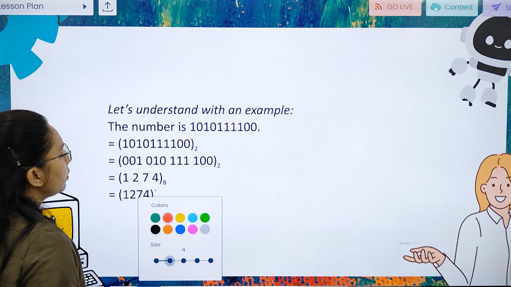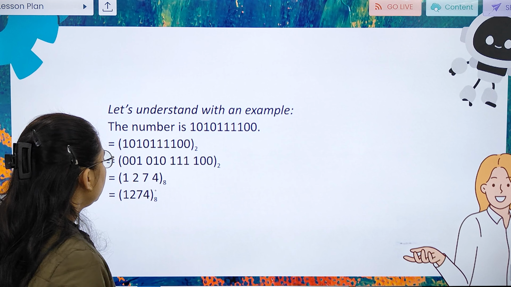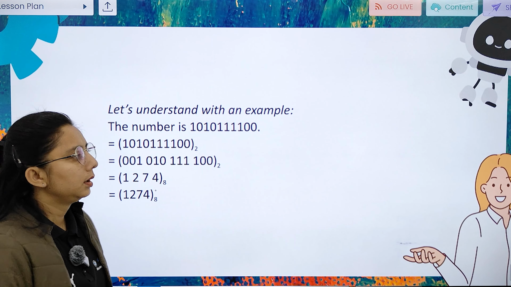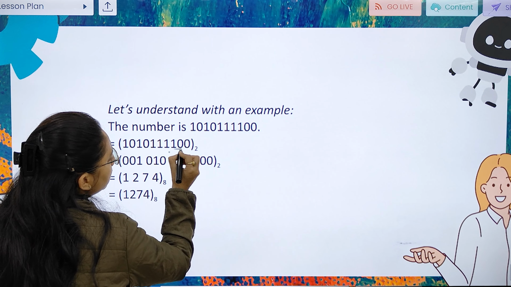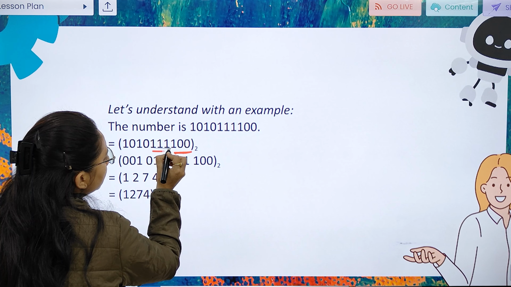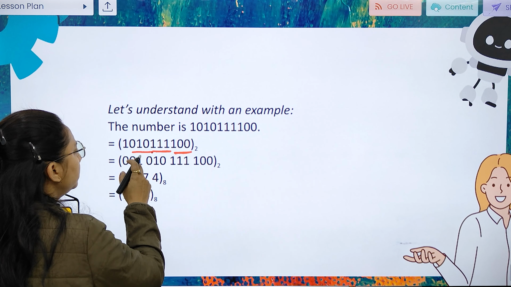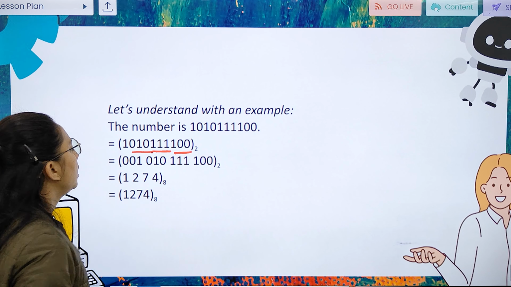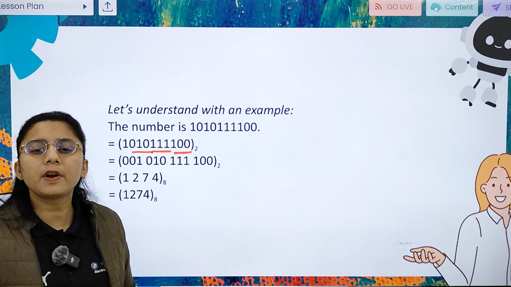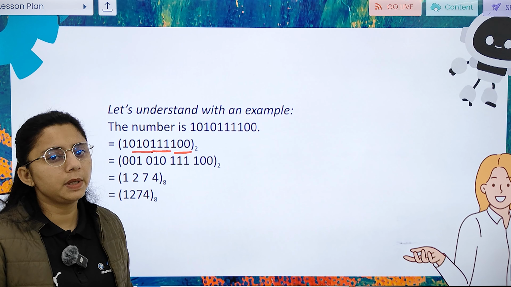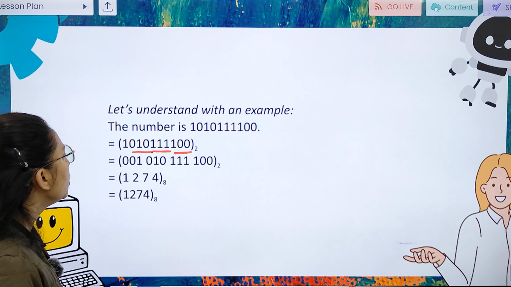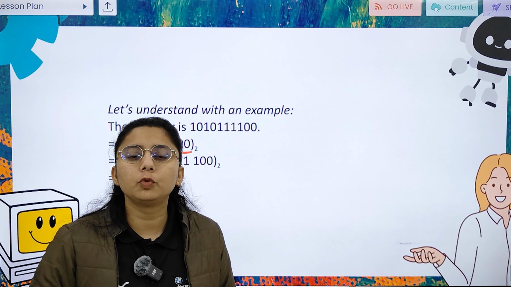This is the binary number you can see over here. Now, you have to make groups of 3. This 100, 111, 010. Here you will put double 0 in front of 1 because we have to make it 3 digits. Now you have to divide it with what? 3.